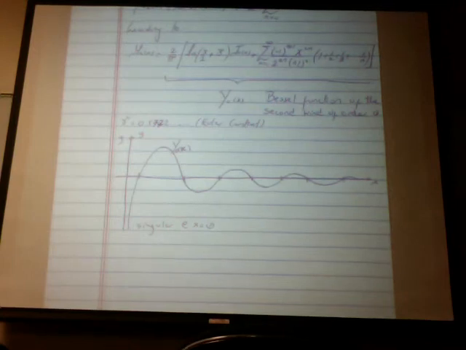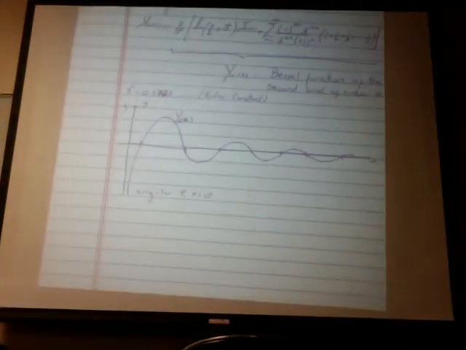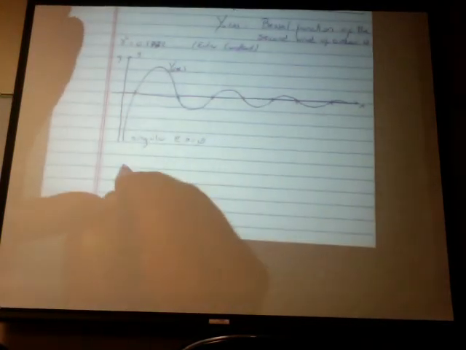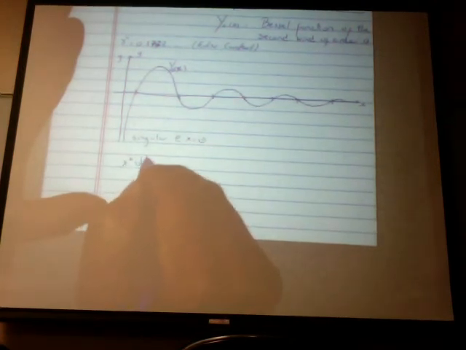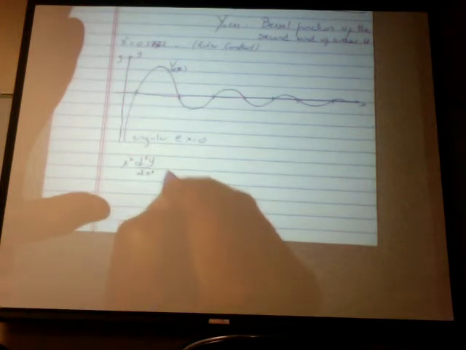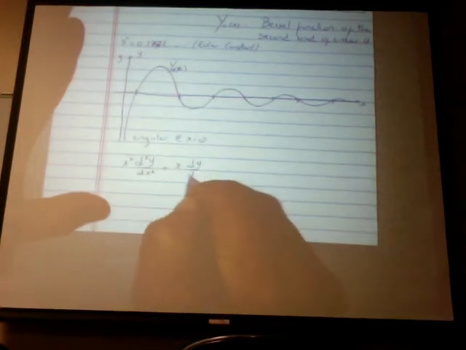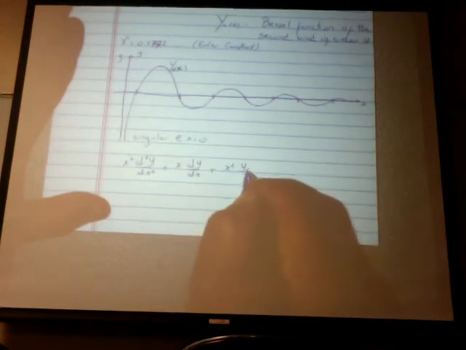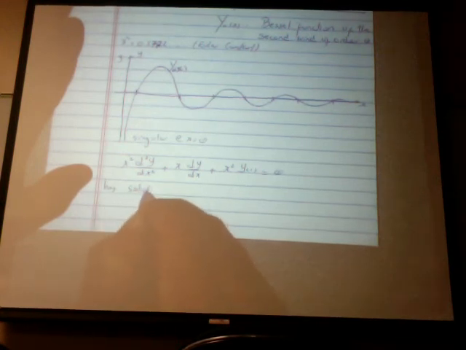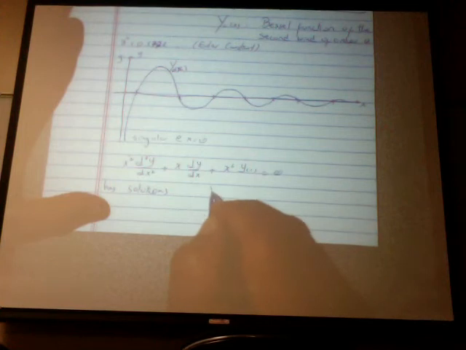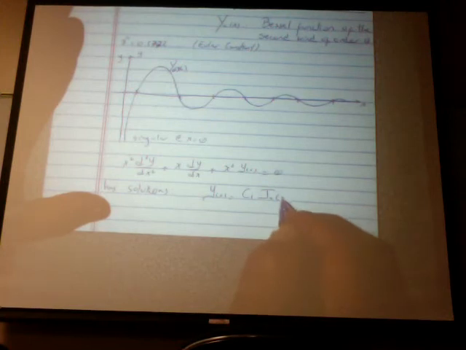So, at the end of all this, we've defined two new functions that are the solutions of x squared times the second derivative of y plus x dy dx plus x squared y of x is equal to 0, which has solutions y of x is equal to c1 times j0 of x plus c2 times y0 of x.